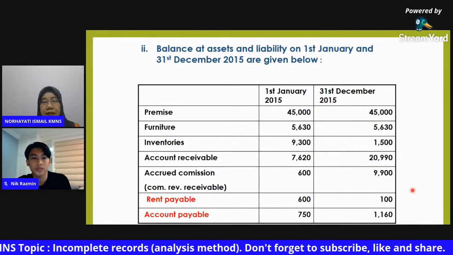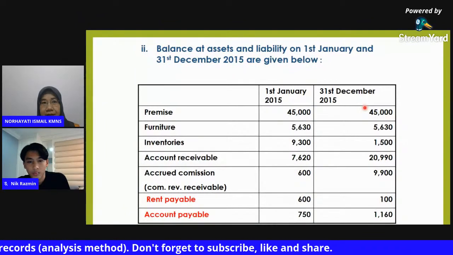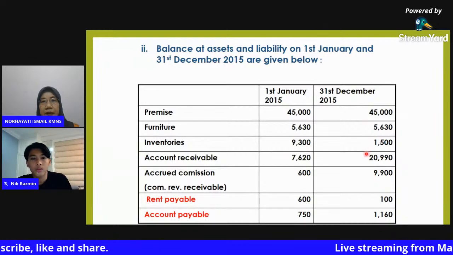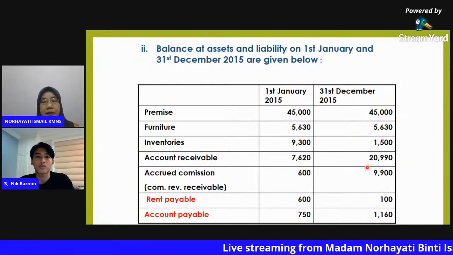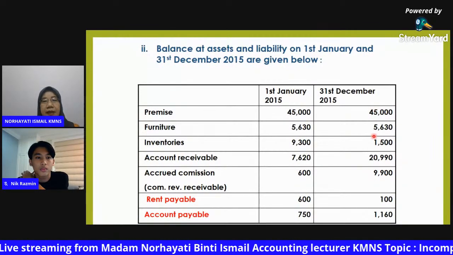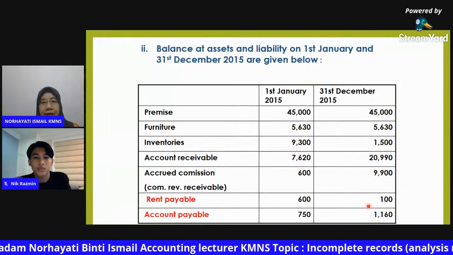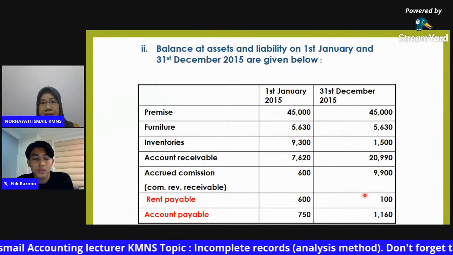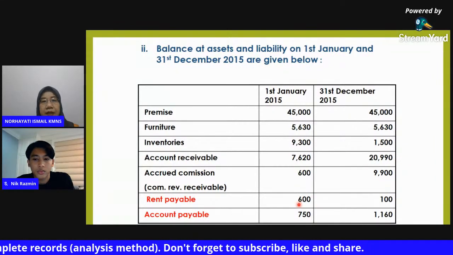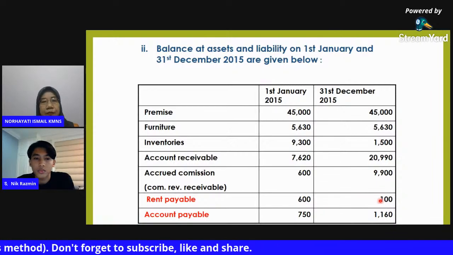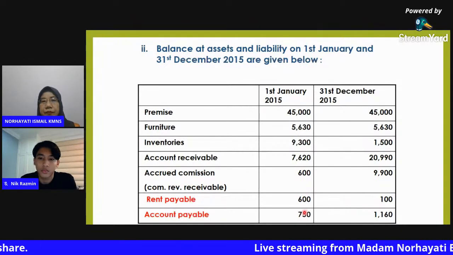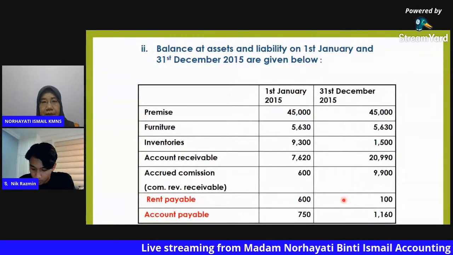Okay, this one is the ending asset for premise, furniture, inventory, account receivable, commission, revenue receivable. This one is categorized as asset, and rent payable, account payable. You can see the different amount. There is a different amount between the beginning and the ending. So we have to make an adjustment. Okay, now we look at the question.